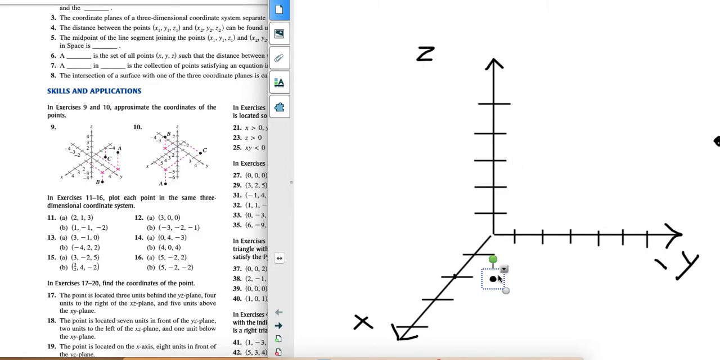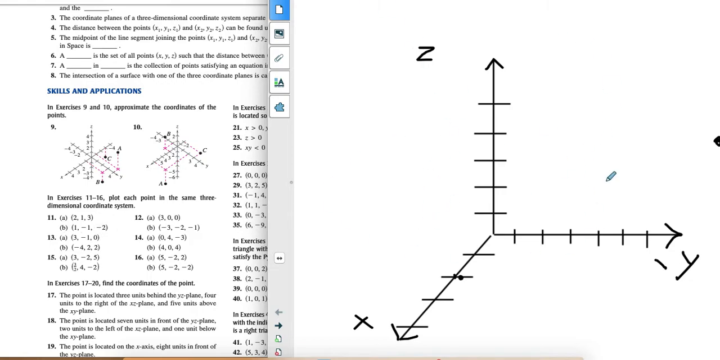Okay, so B is 1, -1, -2. So 1 in the X, but now I'm going to go -1 in the Y, brings me to here. So 1 in the X, -1, and then down 2. So 1, 2, about right here. Okay. And these don't have to be perfect. These are just your references. This would be 1, -1, -2.